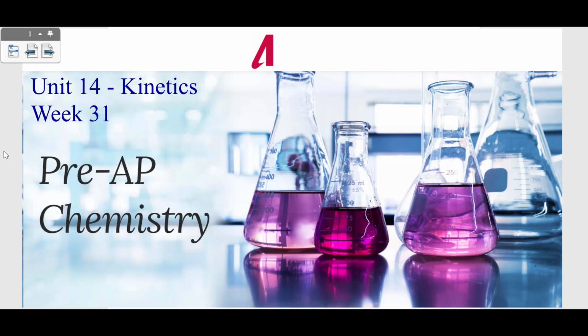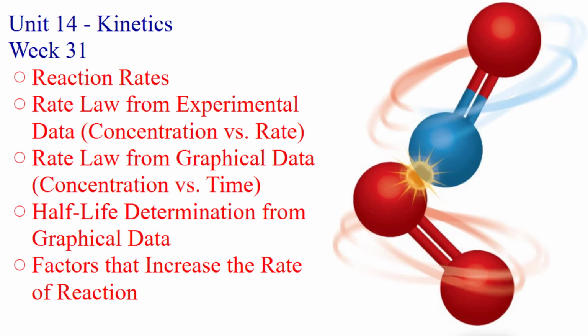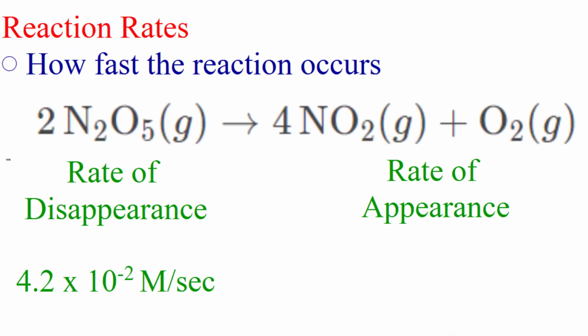This is Pre-AP Chemistry, a new unit, Unit 14 Kinetics. This is week 31, and we're going to learn a whole bunch of stuff in this Kinetics unit. We're going to be taking a look at reaction rates. We're going to be taking a look at the rate law. How do you calculate a rate law from experimental data, especially from concentration versus rate? How do you find the rate law from graphical data, concentration versus time? How do you find the half-life from graphical data? And what are some factors that increase the rate of a reaction? So this is Unit 14 Kinetics, week 31.